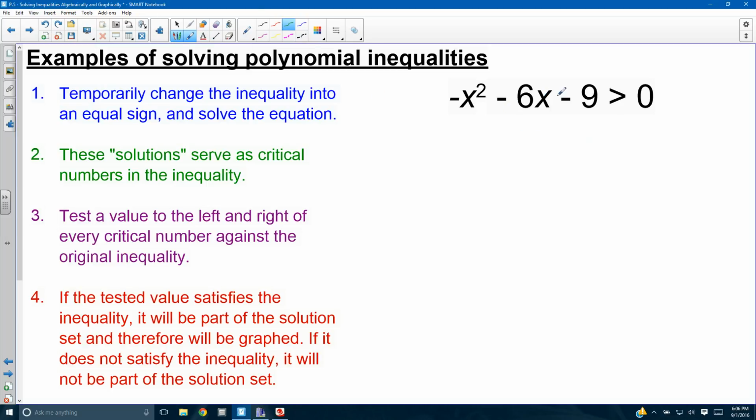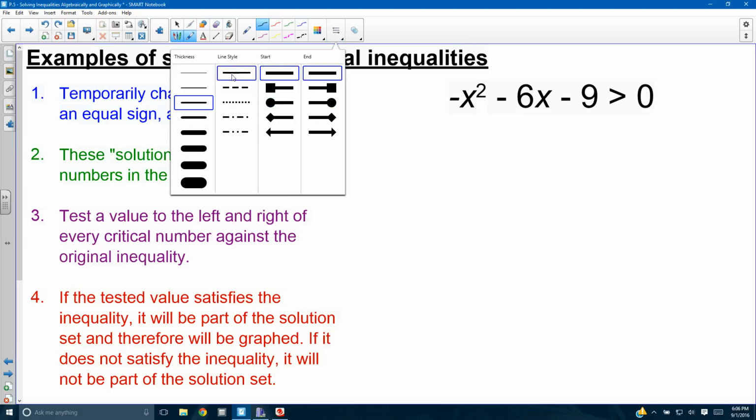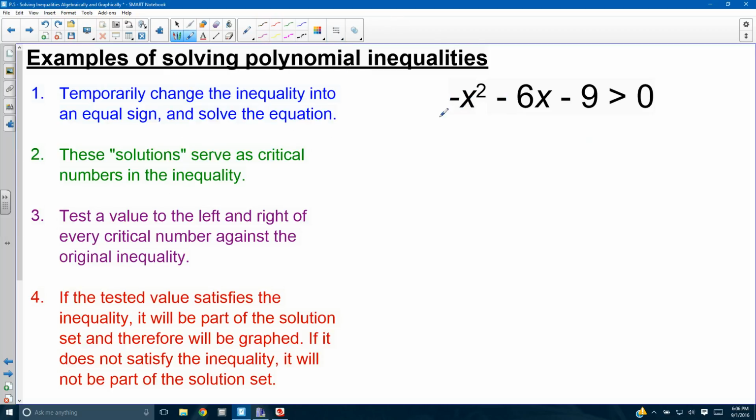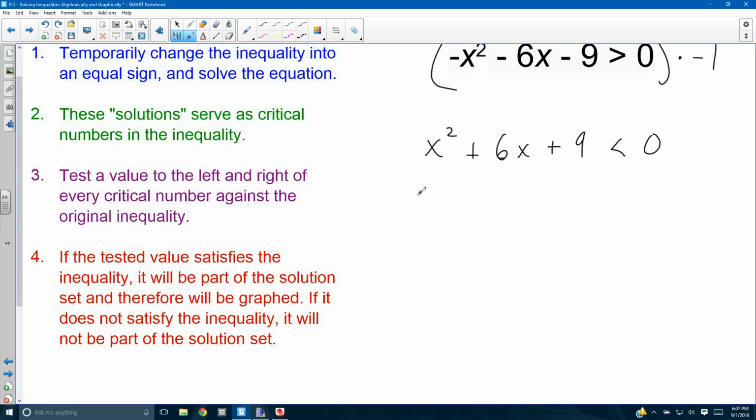One more: -x squared minus 6x minus 9 is greater than 0. If you're like me, you hate negatives with your leading coefficient. So what I'm going to do is multiply both sides by -1. But remember, if I do that, I flip my inequality. x squared plus 6x plus 9 is less than 0. You might say, oh, this is an easier problem than the last one. Maybe, I don't know.